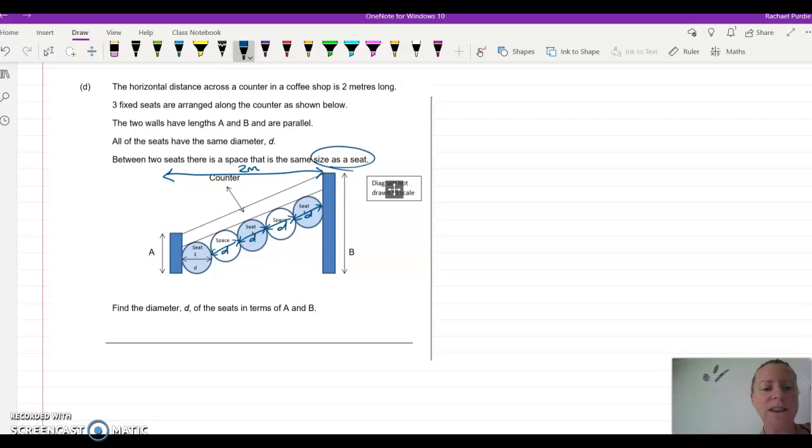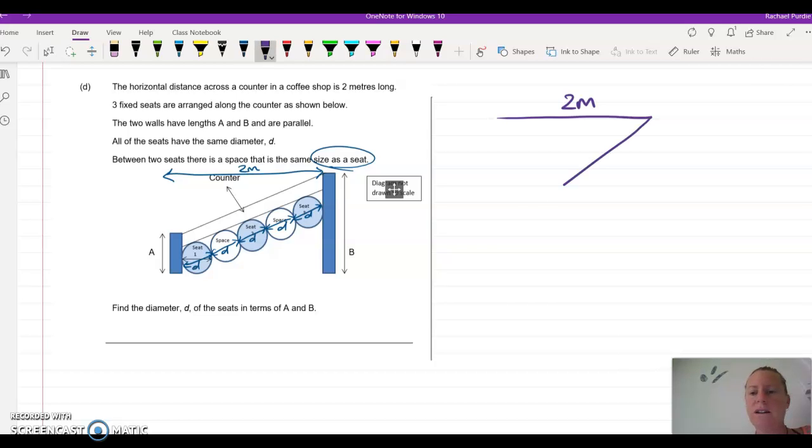Now I'm drawing them like this because it might help you to notice something about how long that length overall is of all of the seats. So what we'll do is let's draw out the triangle that we're going to need to deal with. It's a Pythagoras question, okay? We're wanting to find out the diameter of the seats. Here's our seats. We're told this horizontal distance here of the counter, and we've got A and B, and we want this whole thing in terms of A and B. So we're going to create a triangle. So we've got 2 meters.